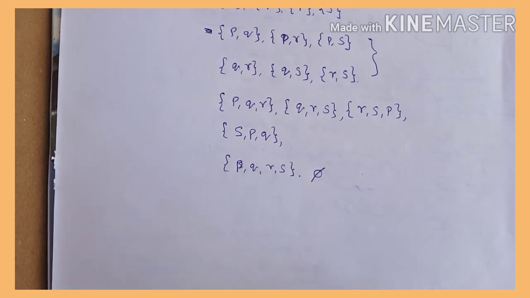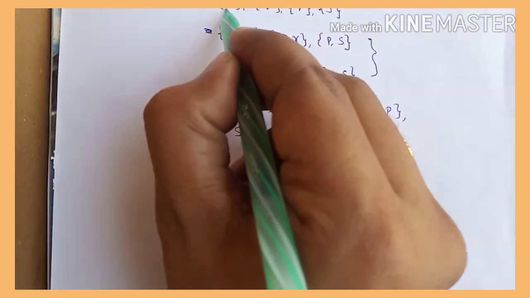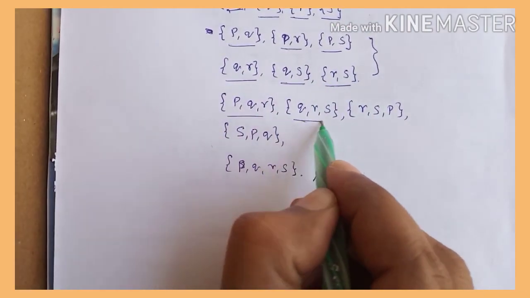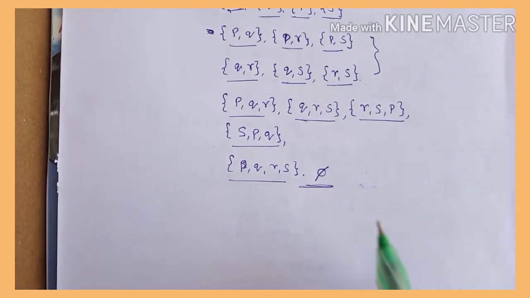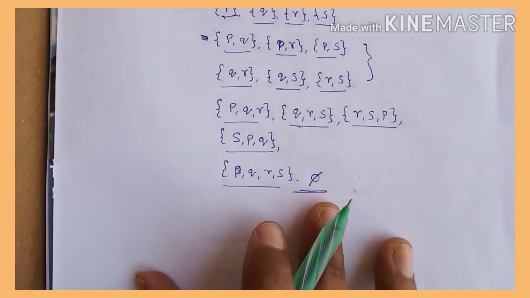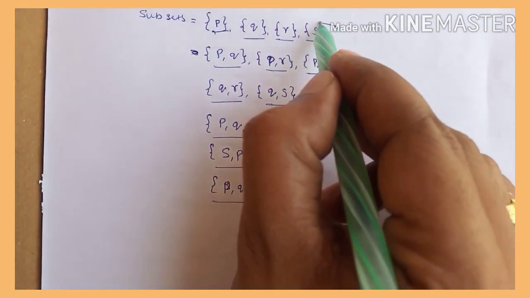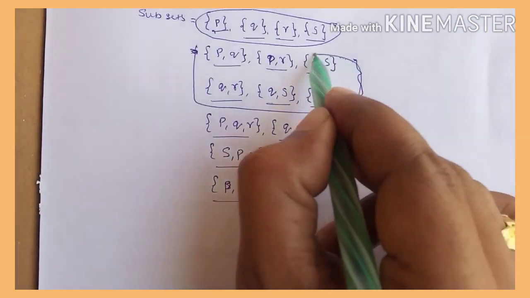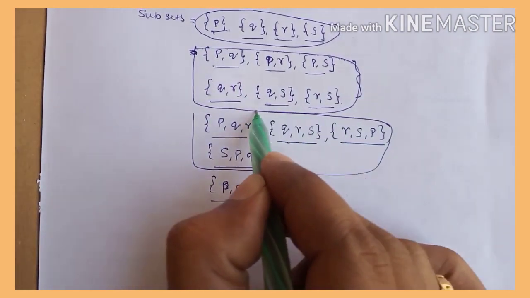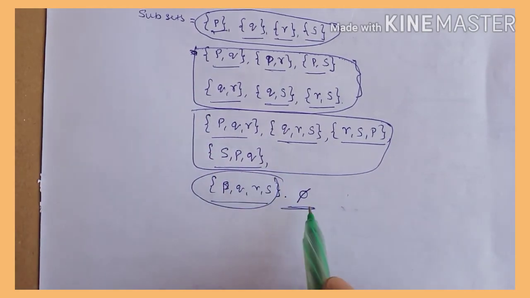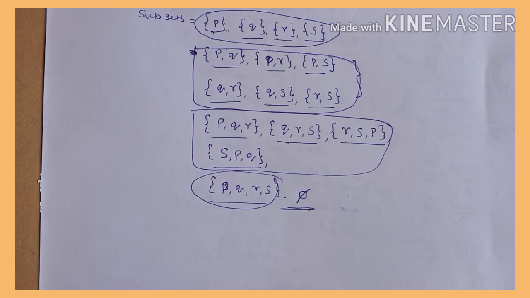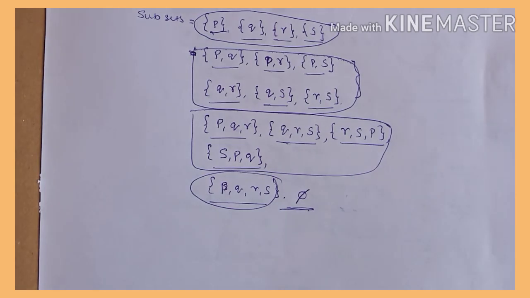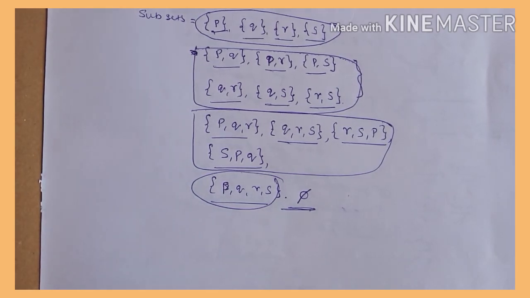Let's check if any subset is missing. You can count 1, 2, 3, 4, 5, 6, 7, 8, 9, 10, 11, 12, 13, 14, 15, 16. No subset is missed, so this is complete. These are the single element subsets, these are the double element subsets, these are the triple element subsets, this is the 4 element subset and the last one is phi. If you have any doubt, please watch this video again, then you will be able to understand. Okay, let's go for the next one.